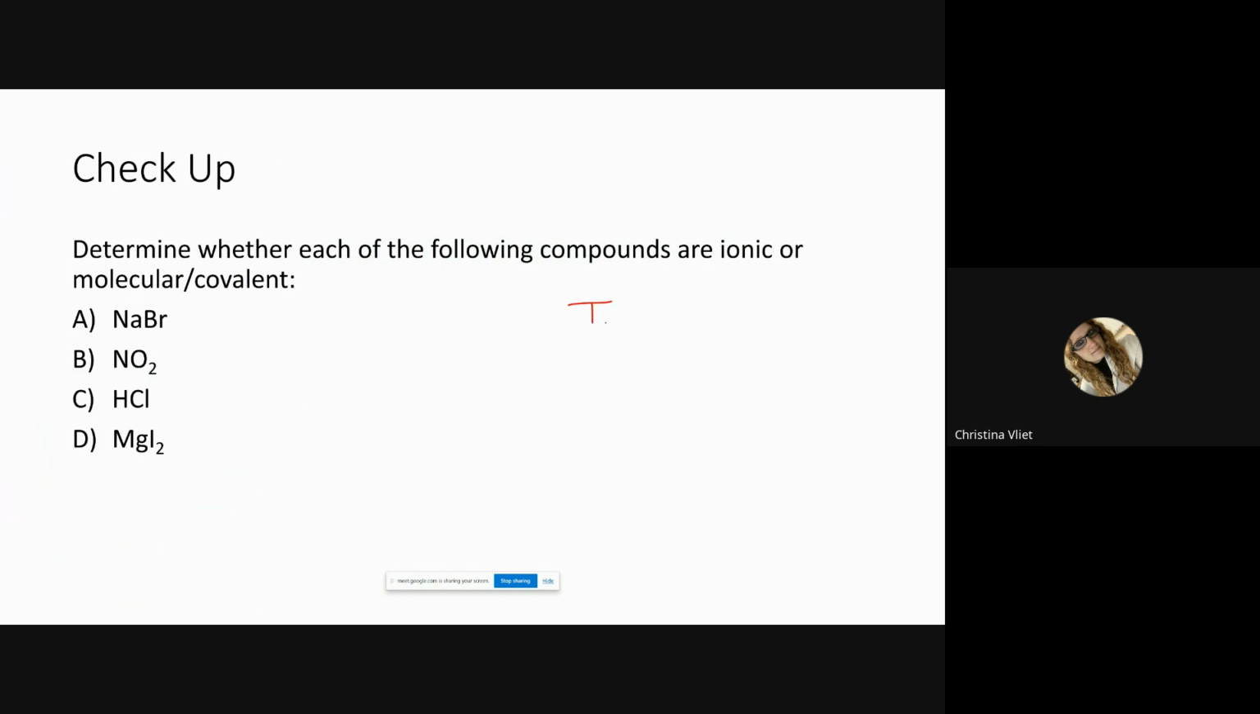So remember, it's very, very basic here. Ionic compounds are going to be metals plus non-metals. Doesn't matter which one is in the front. It's always the metal first and the non-metal second. And then covalent, you're looking for non-metals only. You can really think of it, if there isn't a metal in the front, then it's not ionic. It's definitely a covalent compound. So let's take a look at each of these.